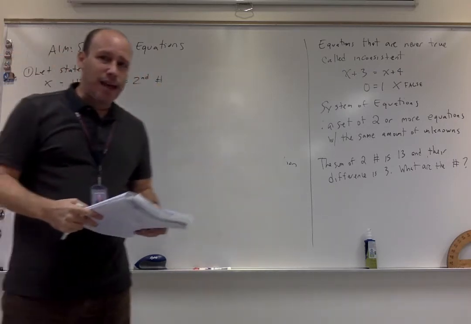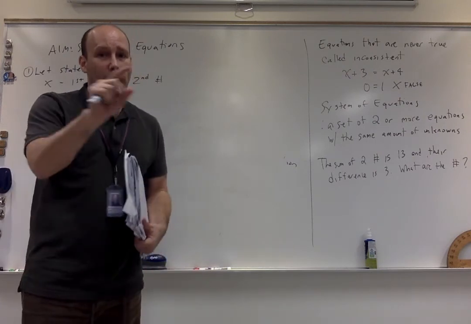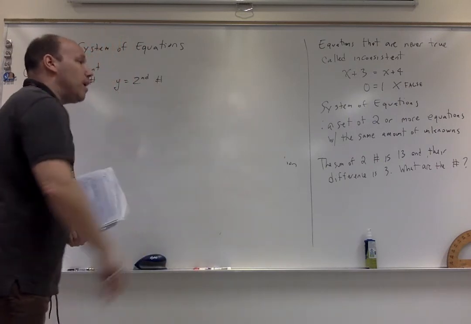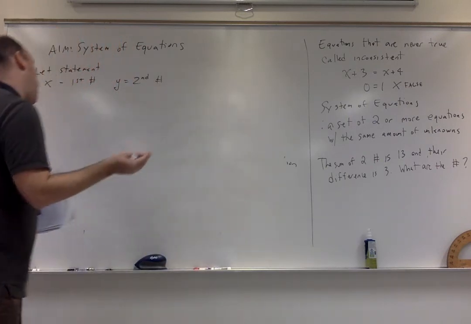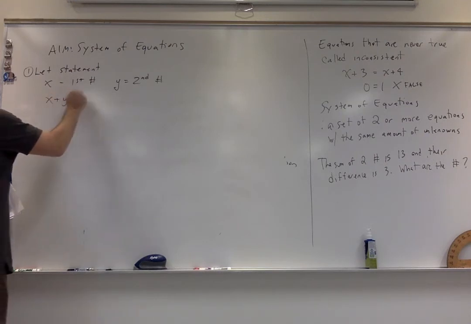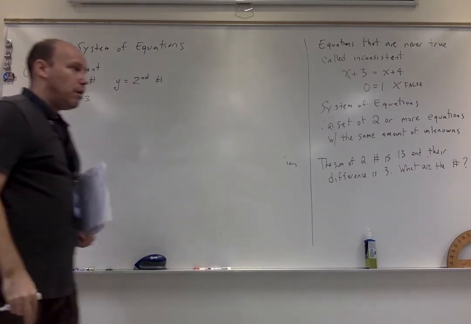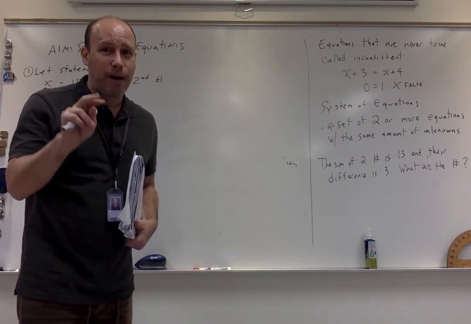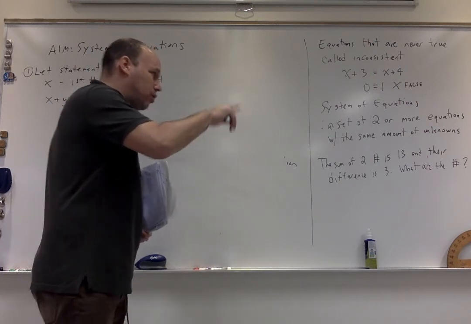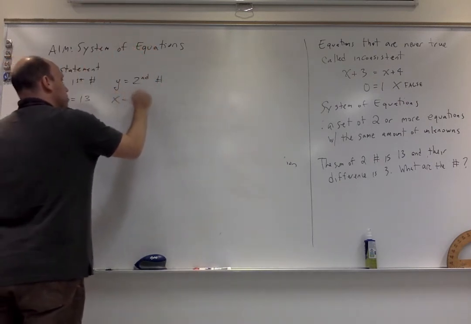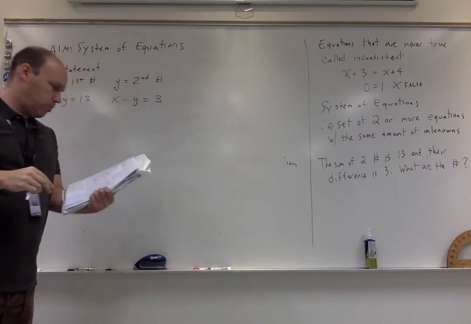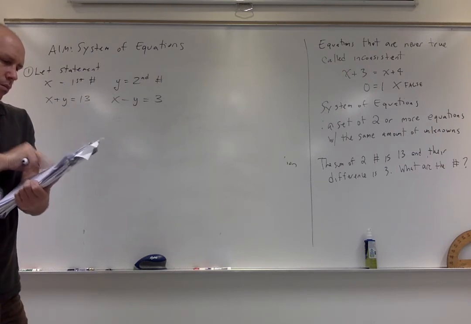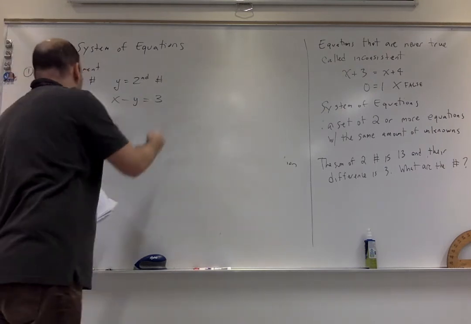Okay, what was the second thing? Write a system of equations. If I have two unknowns, I better have two equations. The sum of the two numbers is 13, so x plus y equals 13. The difference is 3. Good. So we have our system.